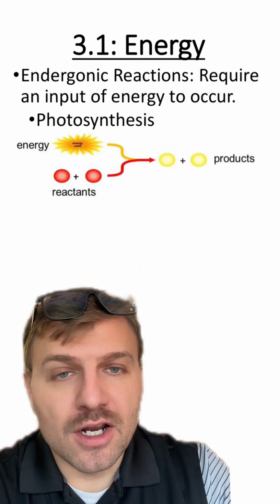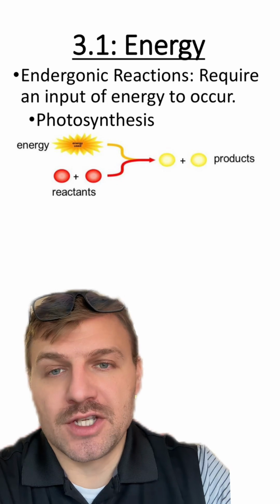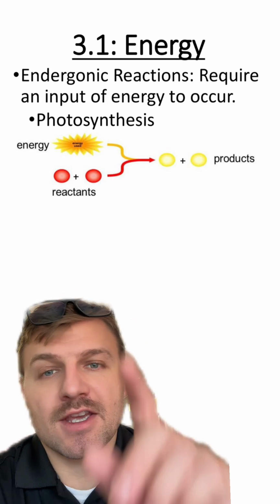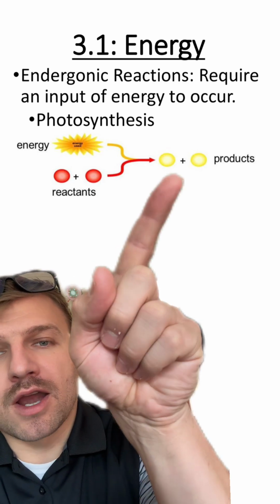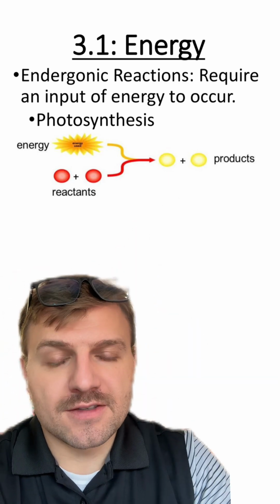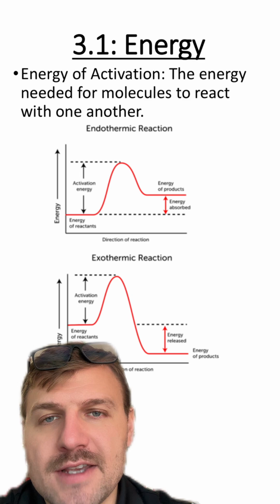And in an endergonic reaction, we are requiring the input of energy. And the example I talked about before is photosynthesis. This is where we're going to use energy specifically from the sun to make a product in the form of carbohydrates. Now, last part of this section is known as energy of activation.